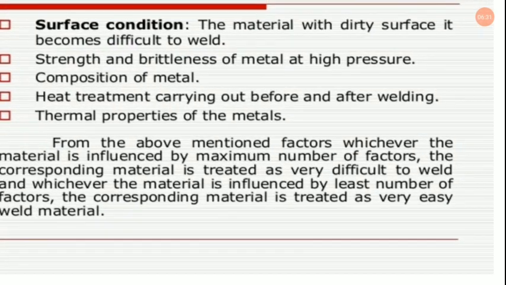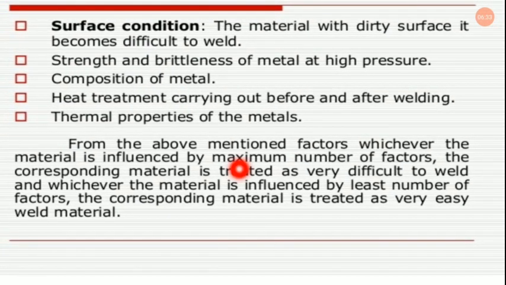Now the surface condition: a material with a dirty surface becomes difficult to weld. Then there is strength and brittleness of metal at high pressure, composition of metal, heat treatment carried out before and after welding, and thermal properties of the metals. From the above-mentioned factors, whichever material is influenced by the maximum number of factors is treated as very difficult to weld, and whichever material is influenced by the least number of factors is treated as a very easy-to-weld material.